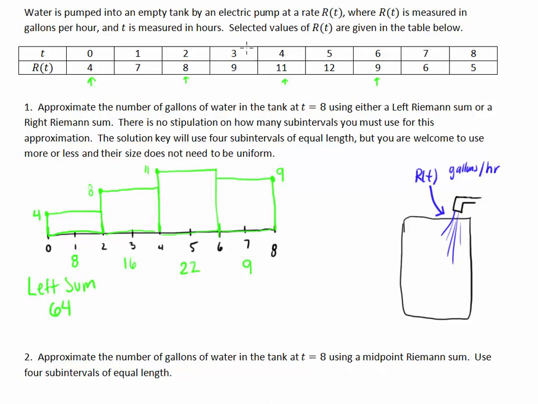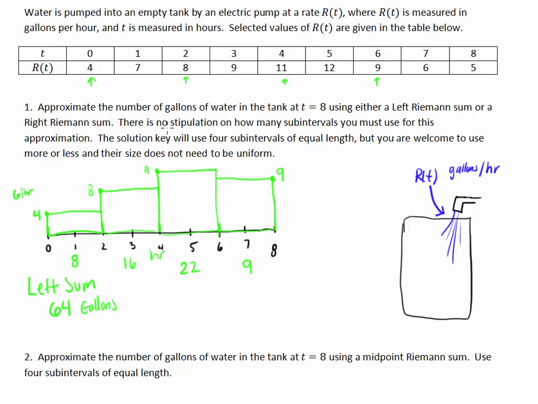So our estimate here, let's think about what this means in terms of the story. 64, we are estimating, remember this is gallons, that's a G, gallons per hour by the hour. Right? So when I multiply gallons per hour by hour, the hours cancel out and I'm left with gallons. So our guess, our estimate is that after 8 hours, we have 64 gallons inside of our tank.